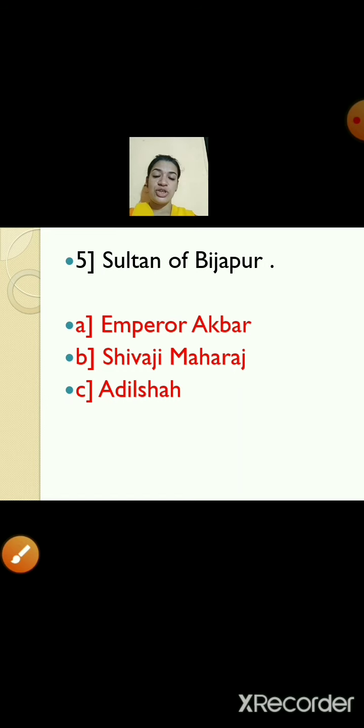Fifth one, Sultan of Bijapur. Emperor Akbar, Shivaji Maharaj, Adil Shah.